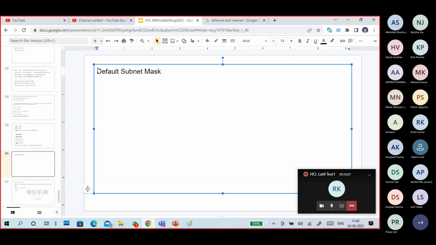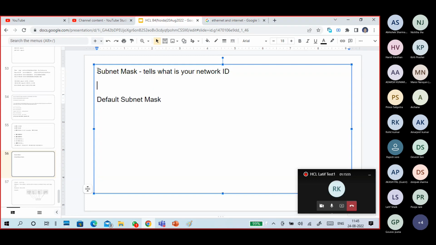Okay, so what is the use of this subnet mask? Subnet mask tells what your network ID is. What is a subnet mask? Simply, it tells what your network ID is. Network ID, okay, that's the first point.